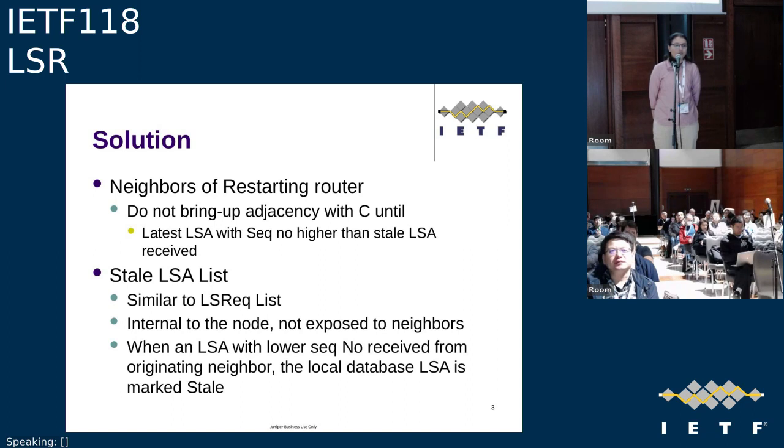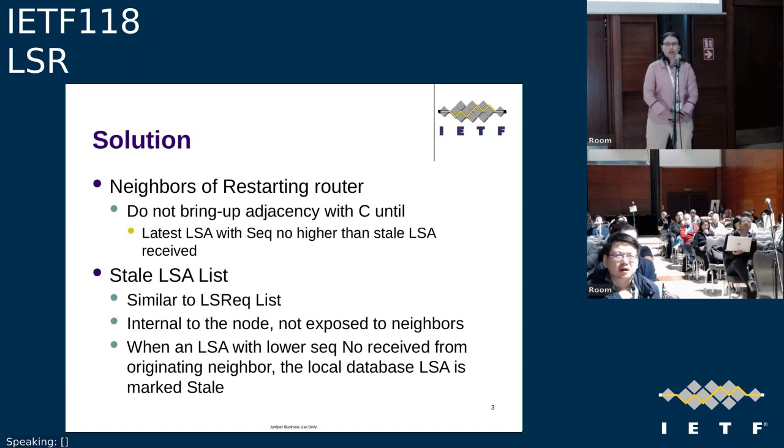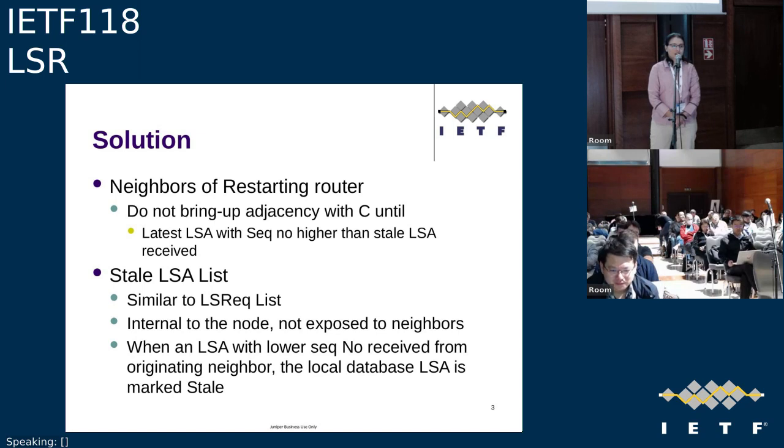So the change from the previous version is that we were trying to use the LS request list, but that had problems, which were pointed out on the mailing list. And we updated the solution with this modification, wherein we build a new LSA list. This is called the stale LSA list. This is internal to the node. It doesn't get advertised or communicated to its neighbors.